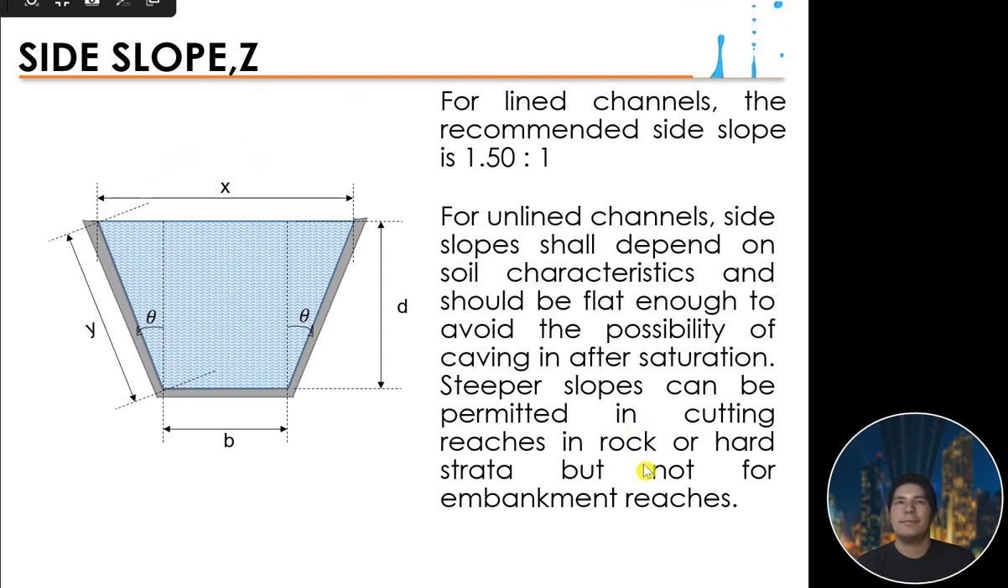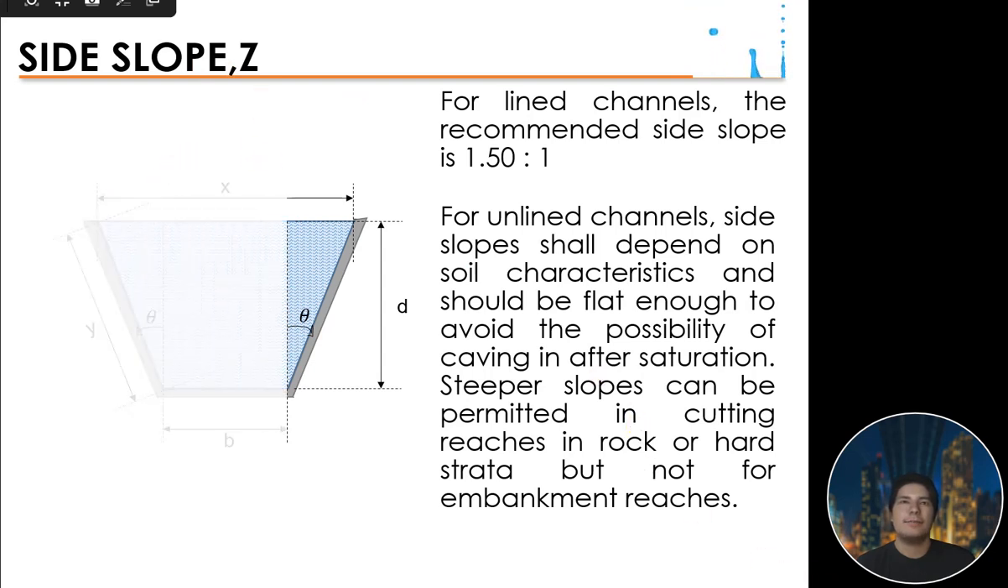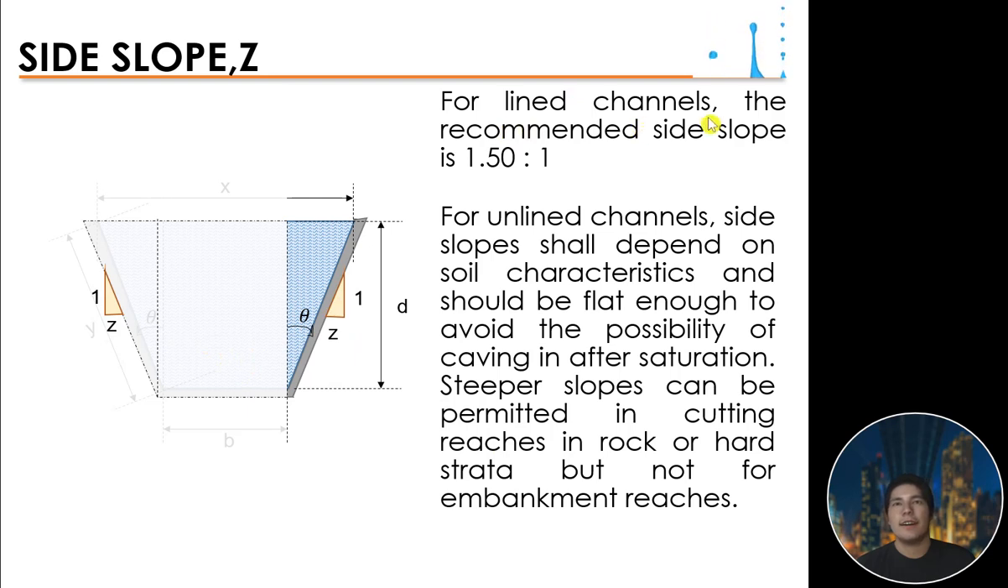Or the Z. So, the Z that you see, we call it side slope. For lined channels, the recommended side slope is 1.5:1. And for unlined channels, side slope shall depend on the soil characteristic and should be flat enough to avoid the possibility of caving in after saturation. Steeper slopes can be permitted in cutting ridges in rock or hard strata but not for embankment ridges.